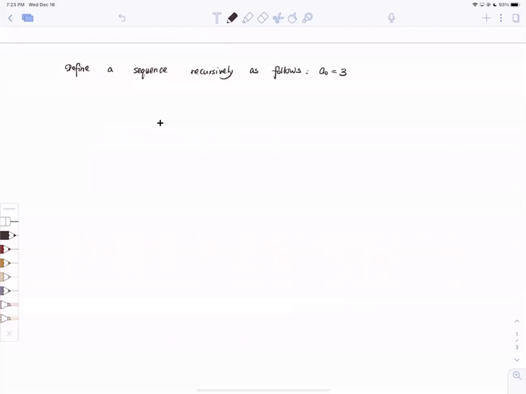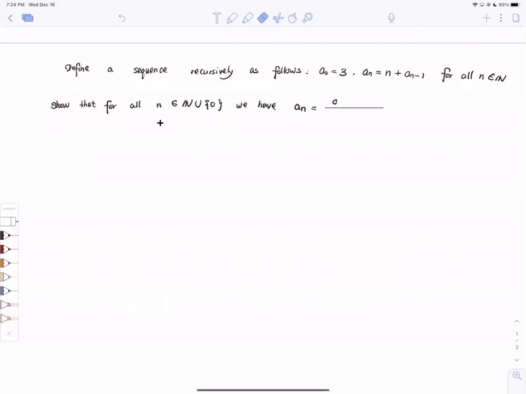a_0 equals 3, a_n equals n plus a_(n-1) for all n in the natural numbers. Show that for all n in the natural numbers union 0, we have a_n equals (n squared plus n plus 6) over 2.